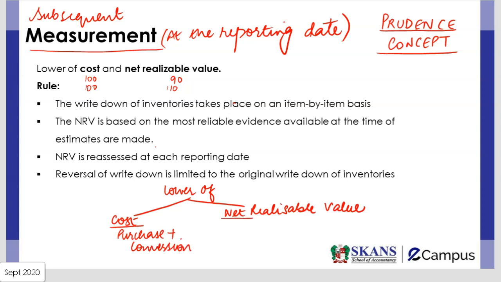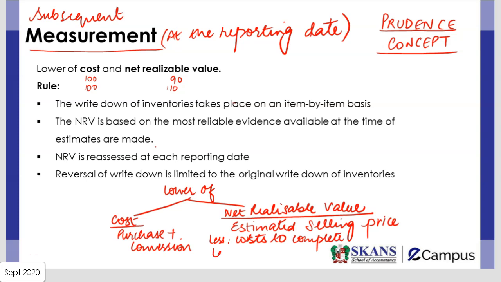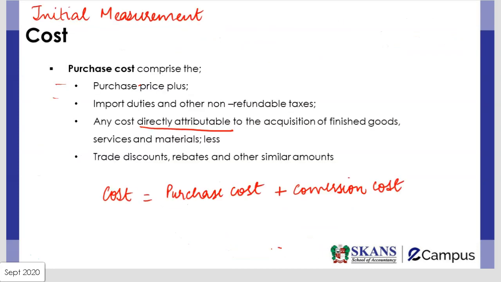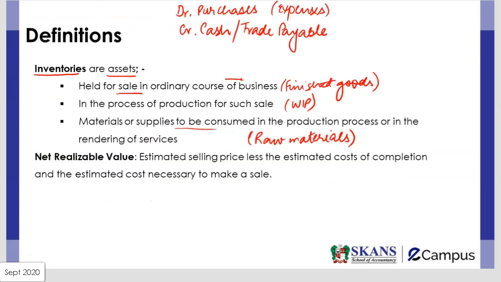Whereas net realizable value is calculated as estimated selling price less costs to complete, less costs to sell. To understand the concept of net realizable value better, let me just take you back to the definition I skipped in the beginning. What actually is net realizable value?